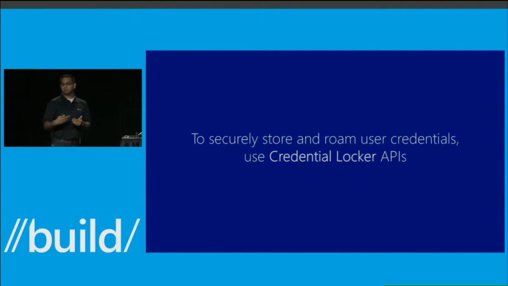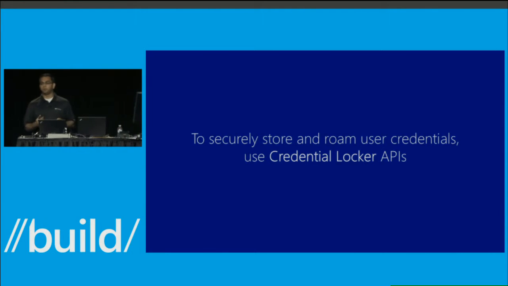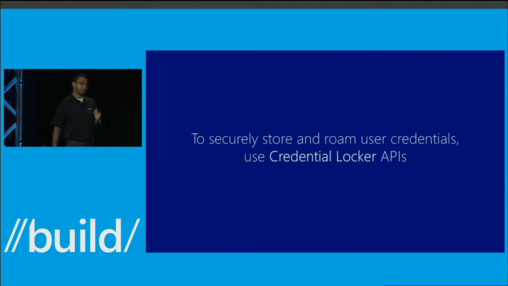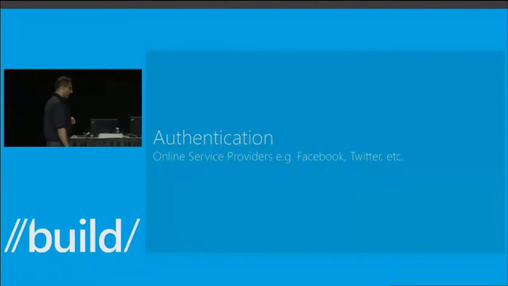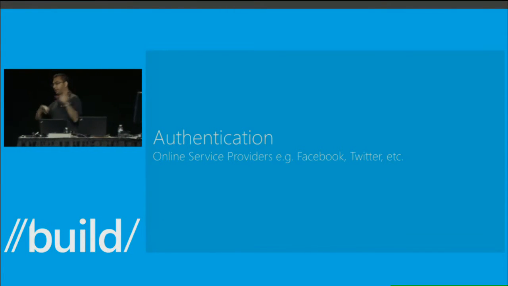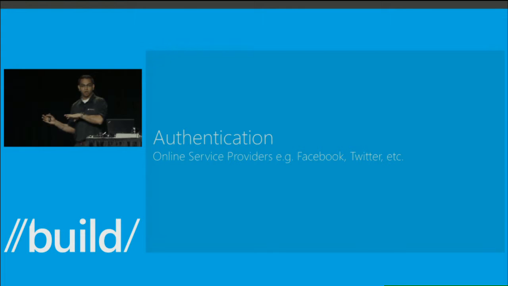And especially on touch devices, entering your passwords is not the most fun thing to do. So really simple for you to do: use the Credential Locker APIs if your app collects credentials and stores them to connect to services. All right. So now we've talked about how one connects to Microsoft accounts, and when connecting to your own services, how you could safely handle credentials.